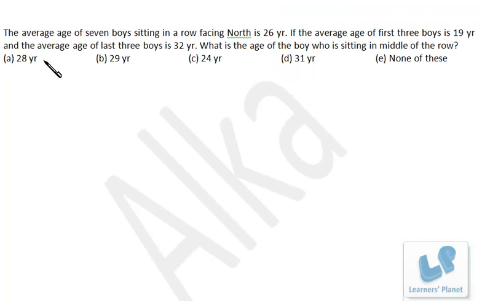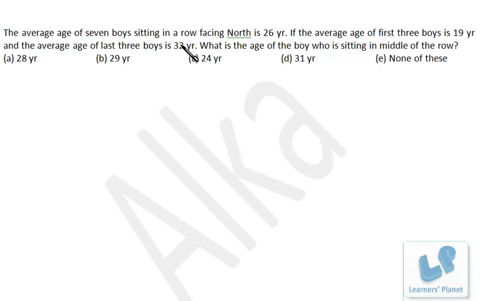Now in this case, the average age of 7 boys sitting in a row is 26 years. If the average age of the first 3 boys is 19 and the average age of the last 3 is 32, what is the age of the boy who is sitting in the middle of the row? That means there are 7 boys. The average of the first 3 and the average of the last 3 is given. The total and average of all 7 is given. So that's a very simple problem, friends.